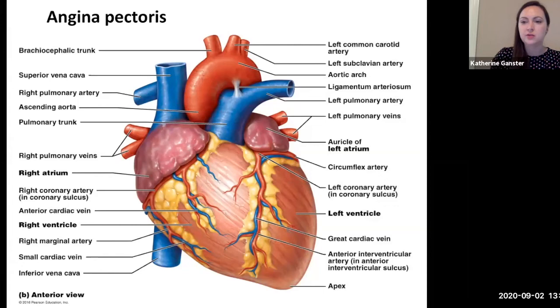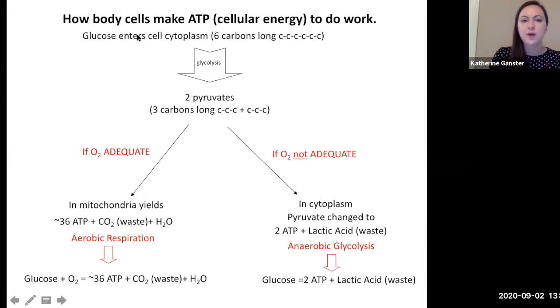So a signal gets sent from the heart to the brain, and the way the brain interprets that, the sensation that you get is the feeling in the chest that feels heavy like an elephant sitting on the chest, and that sensation is called angina pectoris. So how do body cells make ATP? This is Bio 32 review.